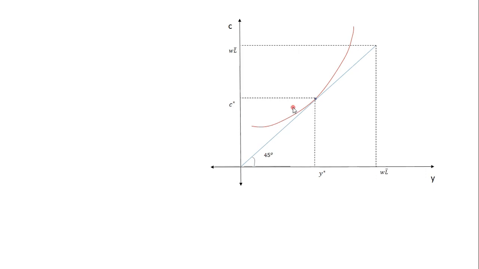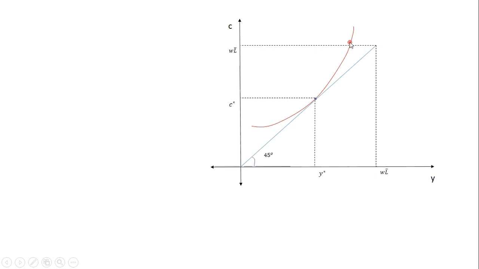So if you solve the equation, the marginal utility from consumption is equivalent to the marginal utility of Y, because the slope of this indifference curve is the marginal utility of consumption.